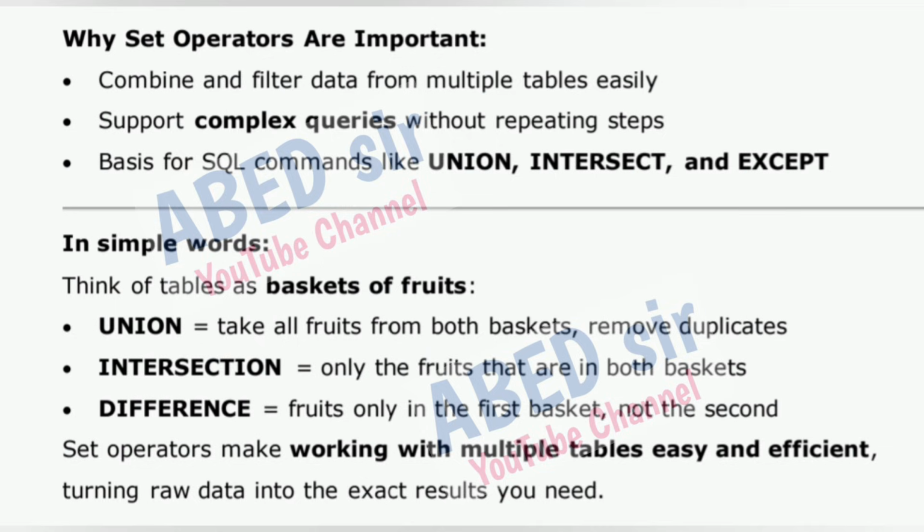In simple words, think of tables as baskets of fruits. Union is equal to taking all fruits from both baskets and removing duplicates. Intersection is only the fruits that are in both baskets. Difference is fruits only in the first basket, not the second. Set operators make working with multiple tables easy and efficient, turning raw data into the exact results you need.